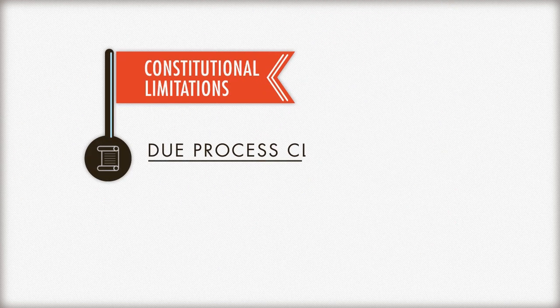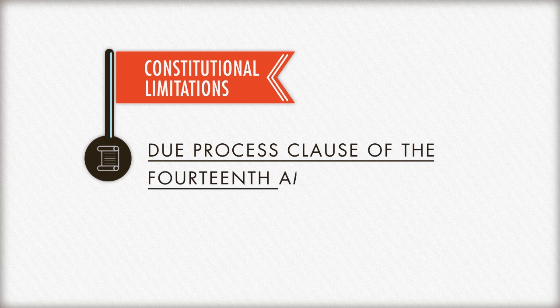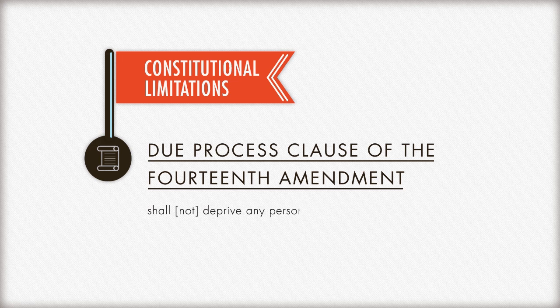The constitutional limitations on personal jurisdiction originate from the Due Process Clause of the 14th Amendment, which provides that a state shall not deprive any person of life, liberty, or property without due process of law.